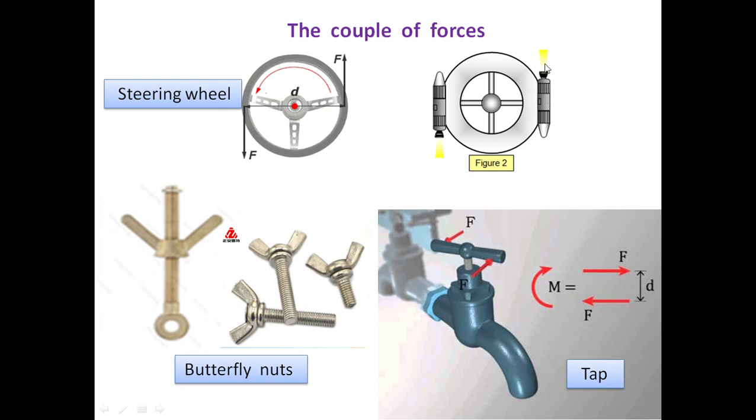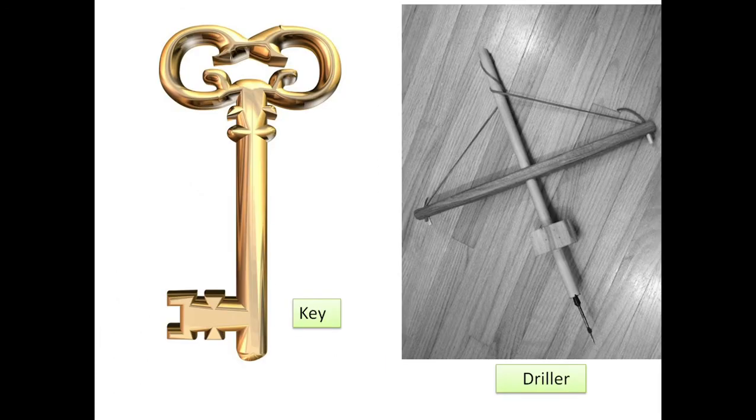When they start working, this one applies a force and it will move in this direction, and this one, when the air passes out, will move in this direction. So these two rockets will allow this wheel to rotate. Now here are some examples of couples of forces. Some more examples. The key is also an example of a couple of forces, and you can see a driller here. The driller is also an example of a couple of forces.